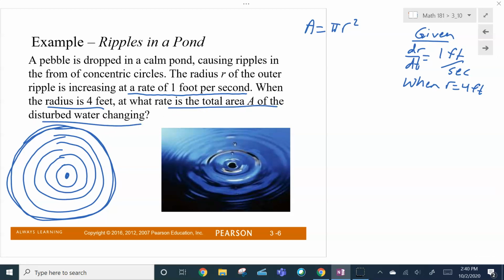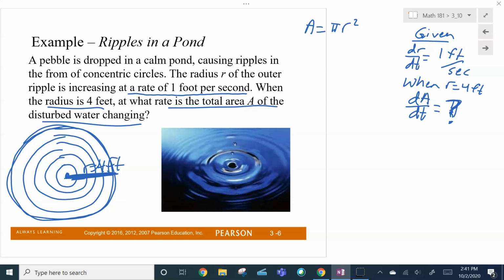So in other words, what's the rate of change of the area at the moment, right when the radius is 4 feet? At that moment, how fast is the area of the disturbed water changing?